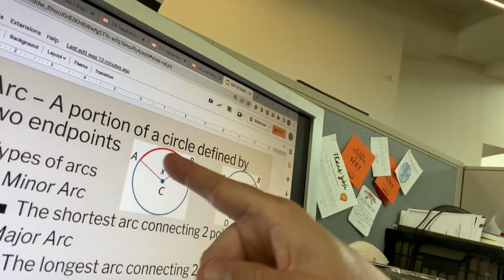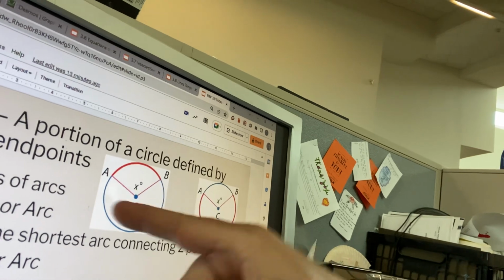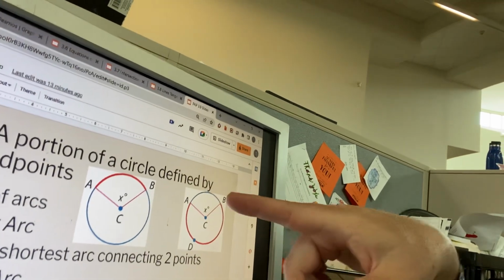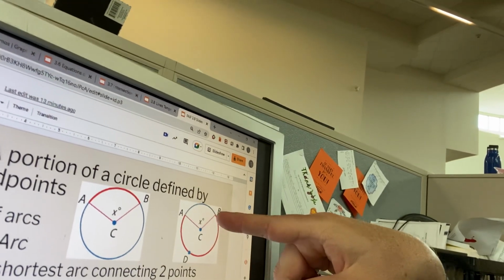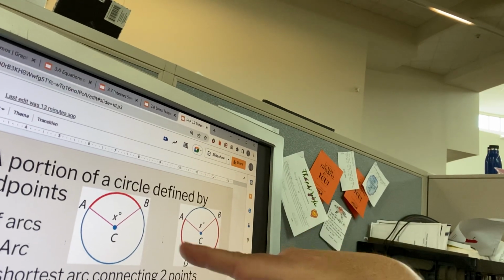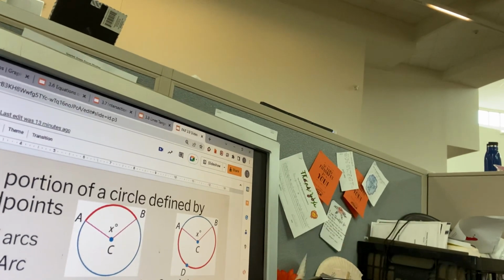So on the third slide, this is where we get some definitions, okay? And you need to make sure you write these down. So pause the video if you need to write these down, add them into your notes. So an arc is a portion of the circle that's defined by two endpoints. And we either have a minor arc, which you can see here from A to B, that's a minor arc because it's less than half of the circle. Or we have a major arc that goes the rest of the way around the circle.